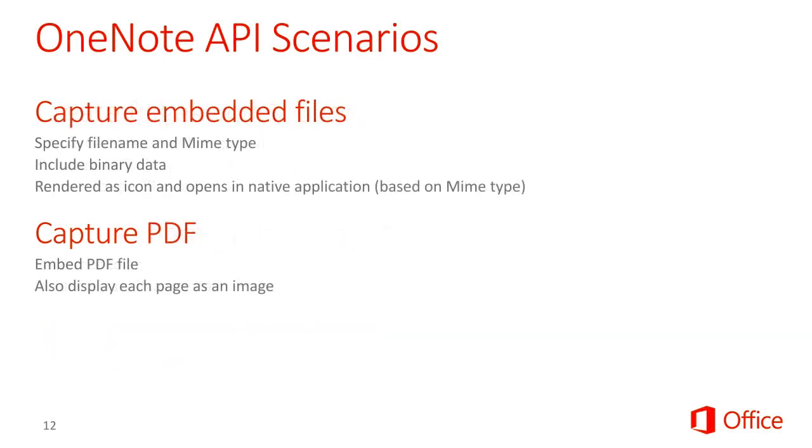We can also embed files by specifying the file name and the MIME type, and include binary data. It will be rendered out as an icon and opens in the native application based on the defined MIME type. You can also capture a PDF and embed it inside the document. Each page will be displayed as an image within the OneNote document.